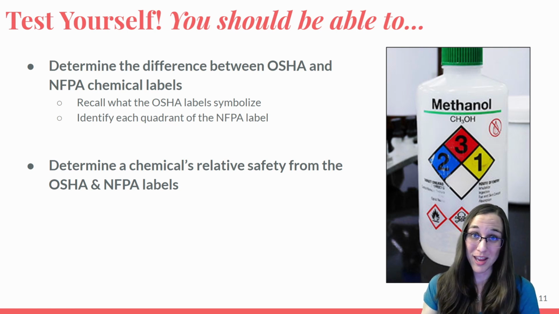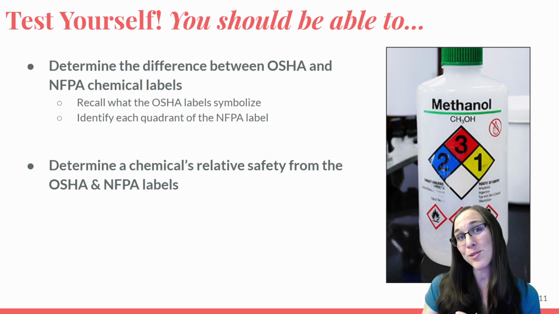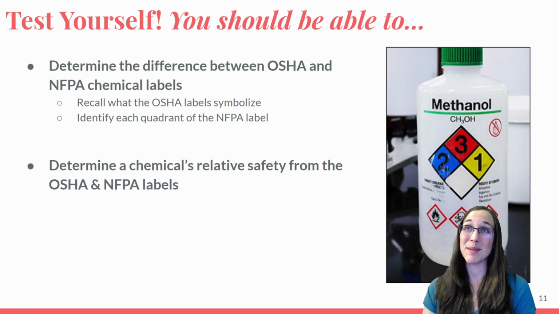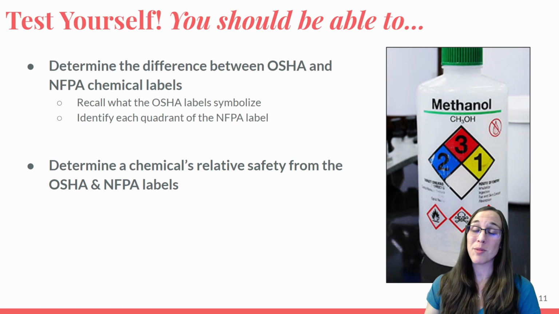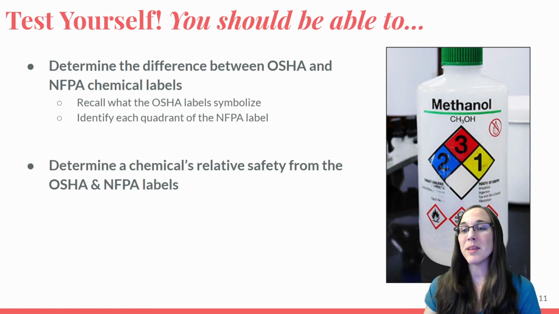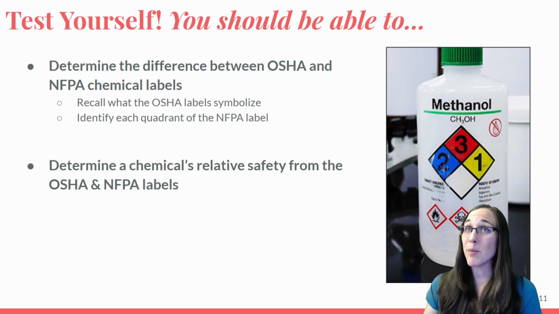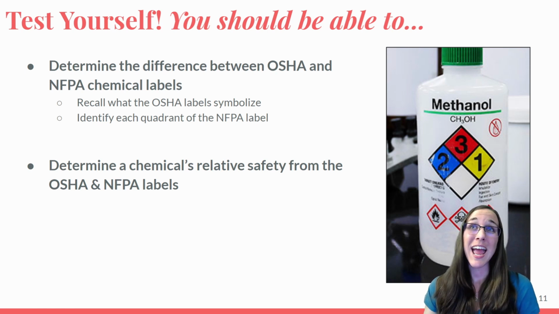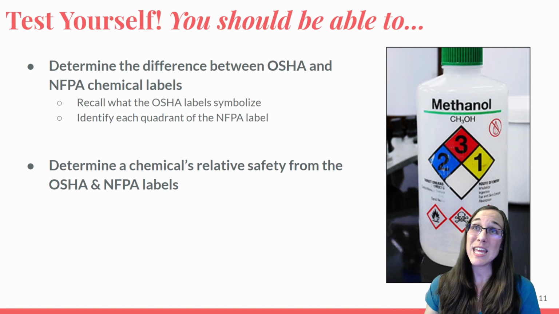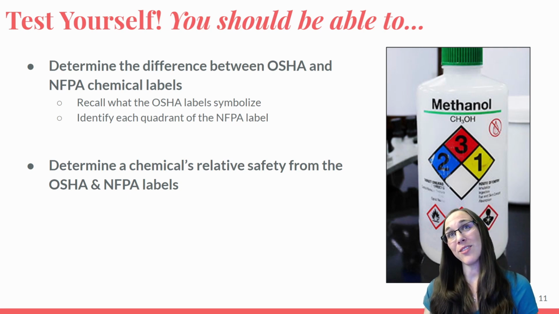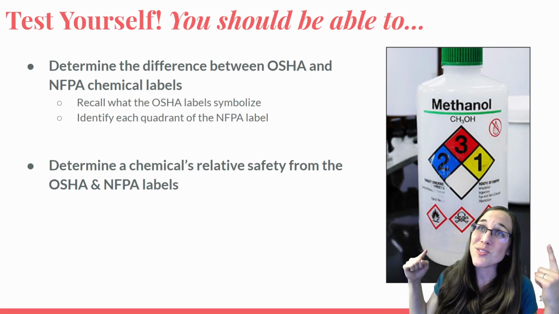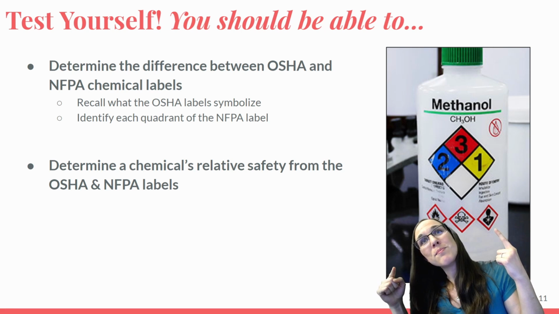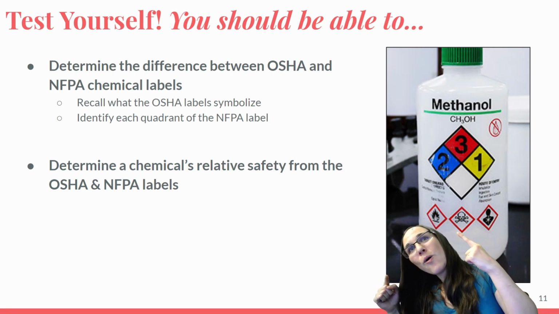And hopefully with that information, you should be able to determine any chemical's relative safety based off of seeing those labels. So hopefully now if you were to see a bottle like the one behind me of methanol, you should be able to determine how flammable that is from the red quadrant, how reactive it is from the yellow quadrant of the NFPA label, how much health hazard it has in the blue quadrant, and if there's any special considerations in the white quadrant. You should also be able to check out these OSHA labels behind my head and determine, hey, is there anything I should directly be aware of that will hurt my health, be poisonous, or super flammable?